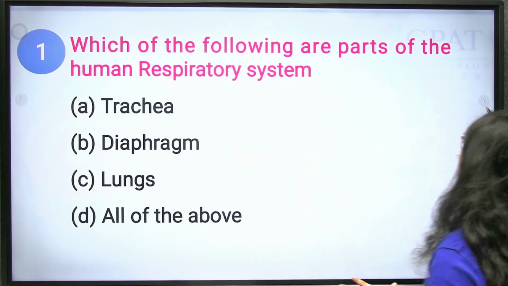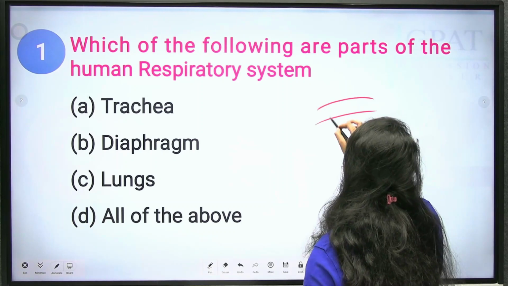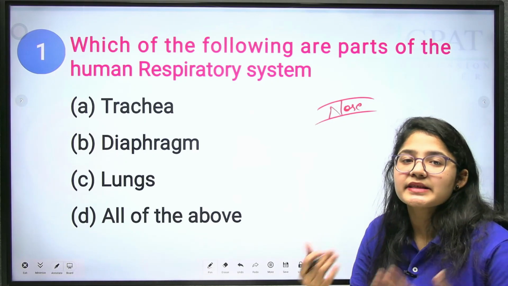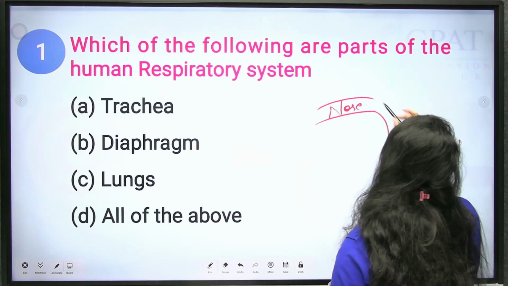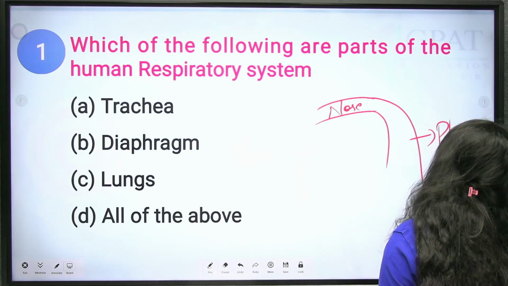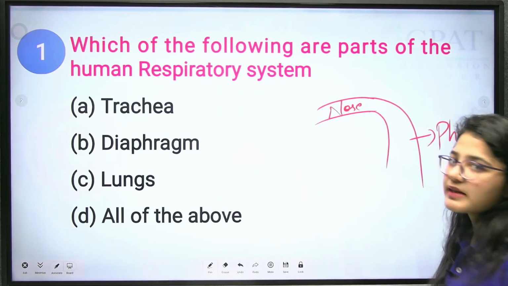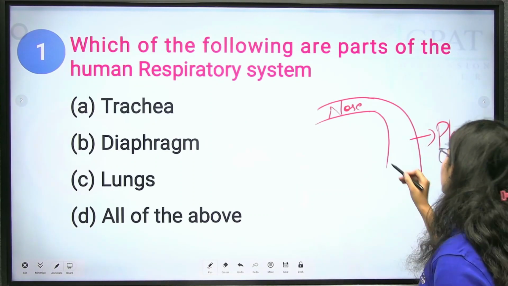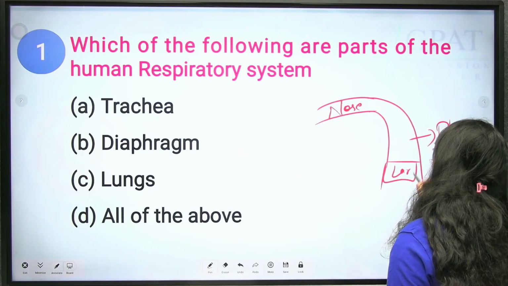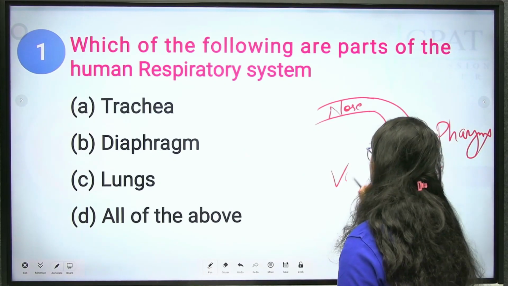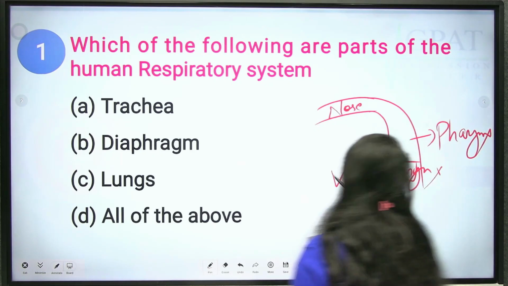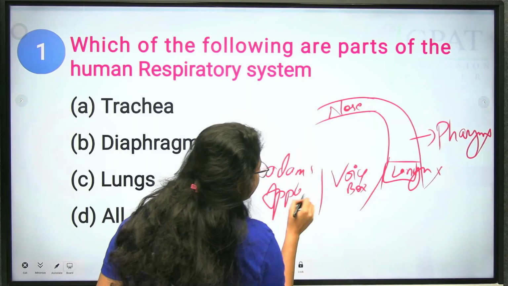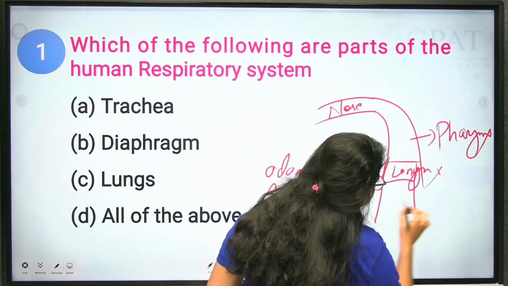Our human respiratory system consists of many parts. First, it starts with your nose, from where the oxygen enters and the carbon dioxide is released. Then we have the pharynx, which is the common pathway for your food as well as for your oxygen and carbon dioxide. After the pharynx, we have the larynx, also known as your voice box, also known as your Adam's apple. After your larynx, the trachea starts.